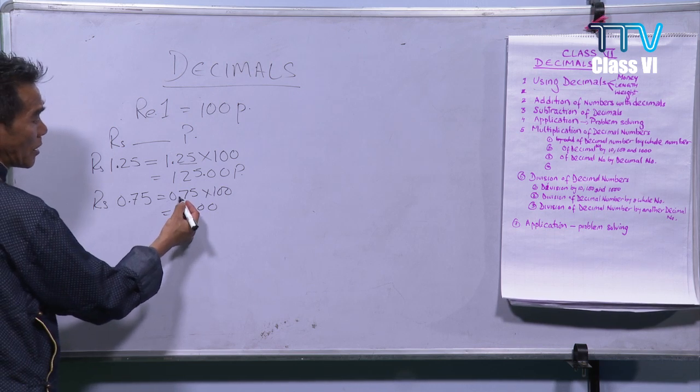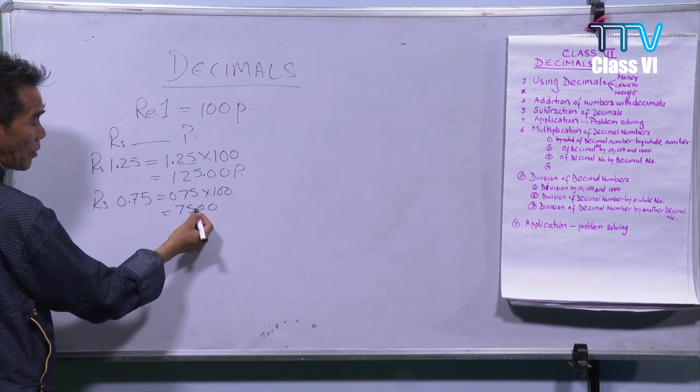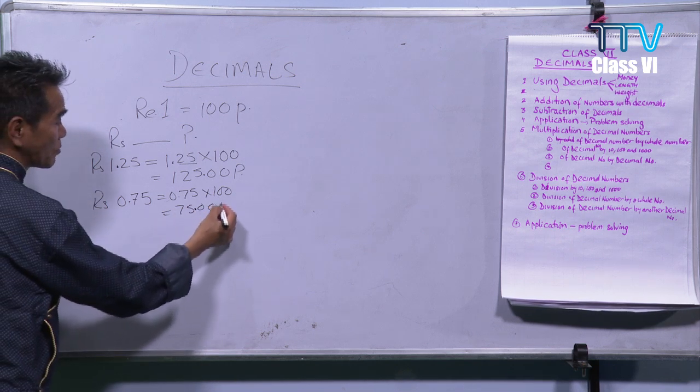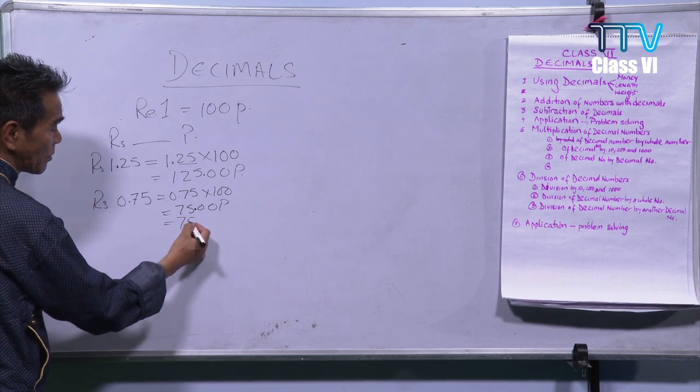That decimal point, you see, paisa. That decimal point is 0, continue. You simply write 75 paisa.